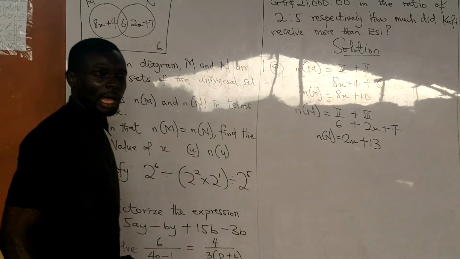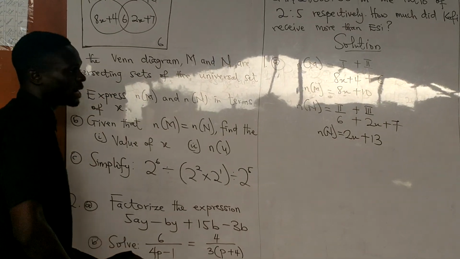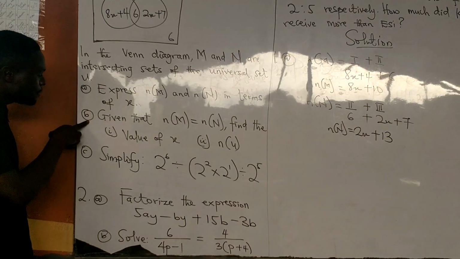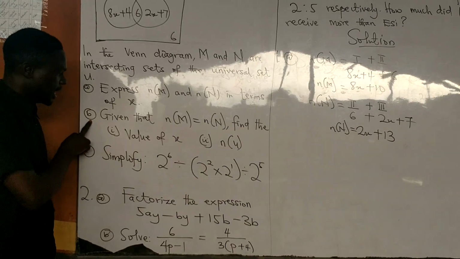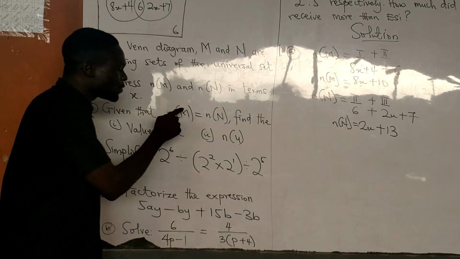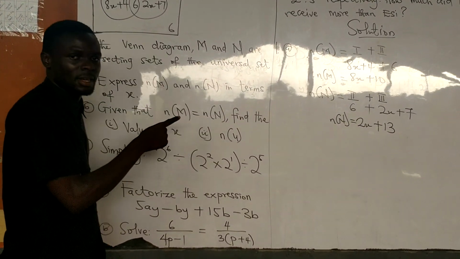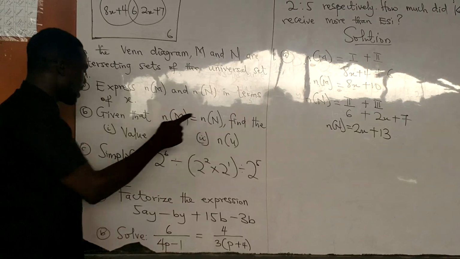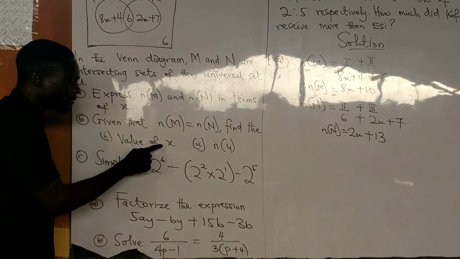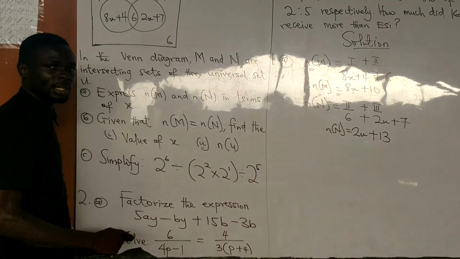So this is what you were expected to do last year, 2021. Now when you continue, you have B. It says, given that the number of M is equal to the number of N, find the I value of x and II the number of U, which is the universal set.